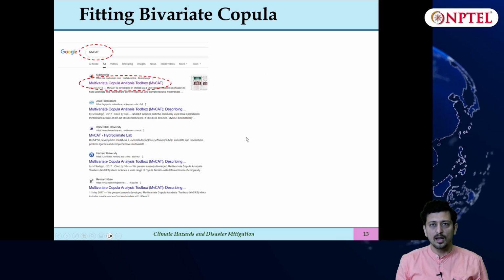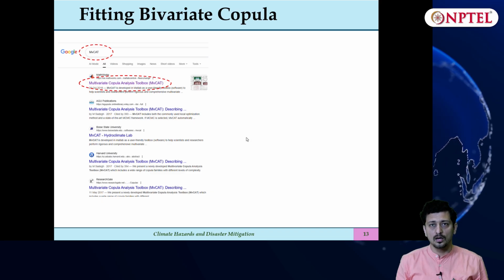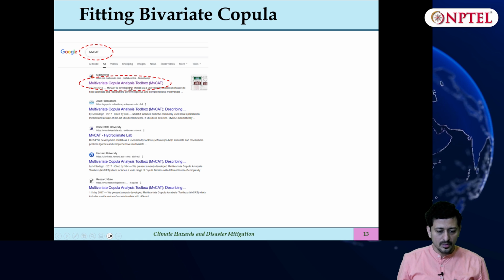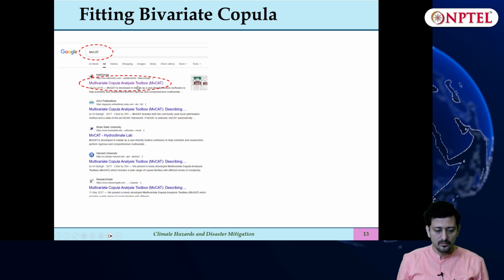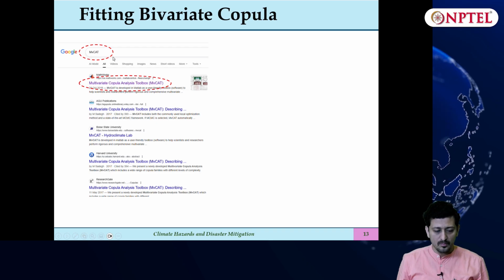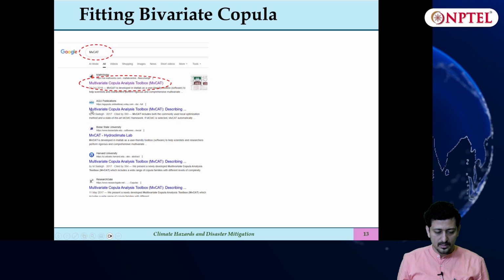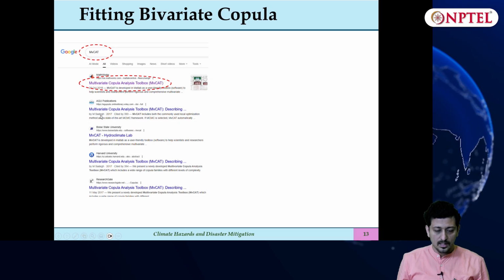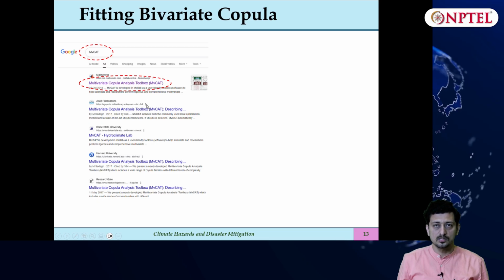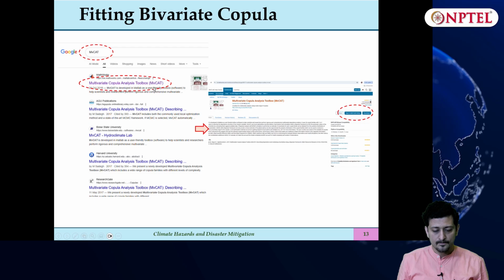Moving ahead, we move on to the last part, where we will be discussing how to fit a copula for joint dependency analysis. For that we will first go to the multivariate copula analysis toolbox, called the MVCAT toolbox. Just type MVCAT on Google and you will get this link, and below it there is a paper by Sadegh et al., which gives a very detailed elaboration on how to use this tool, and some applications are also demonstrated. So we'll use this tool, MVCAT.